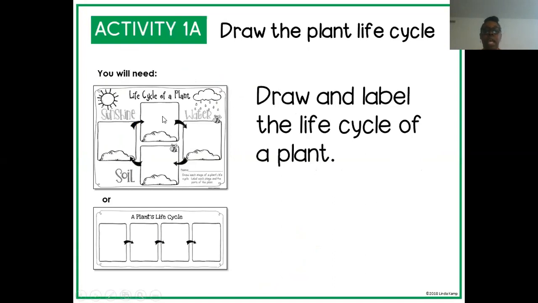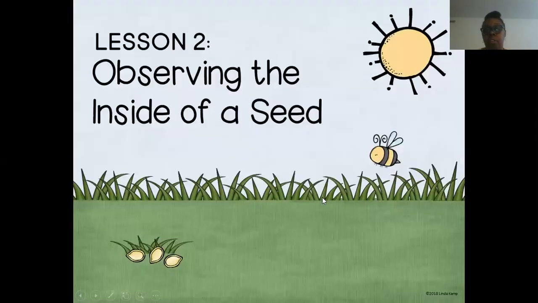And so then here's an activity. Draw and label the plant life cycle. Here's the sheet that you can draw the plant life cycle on. And what does it start with? You're right, it starts with the seed. And then the seed begins to germinate and grow. And then the mature plant, and then the flower. Okay, so those are the stages of the plant.